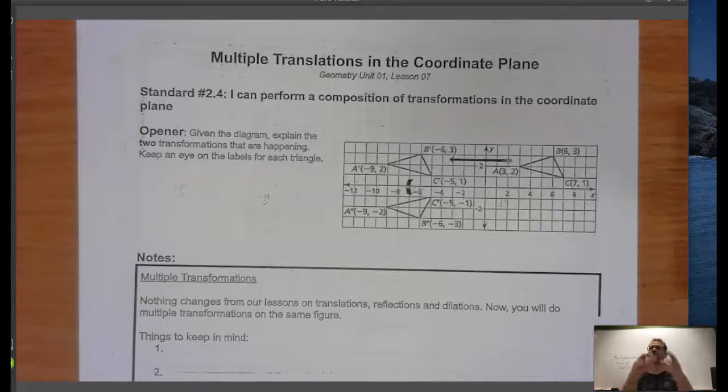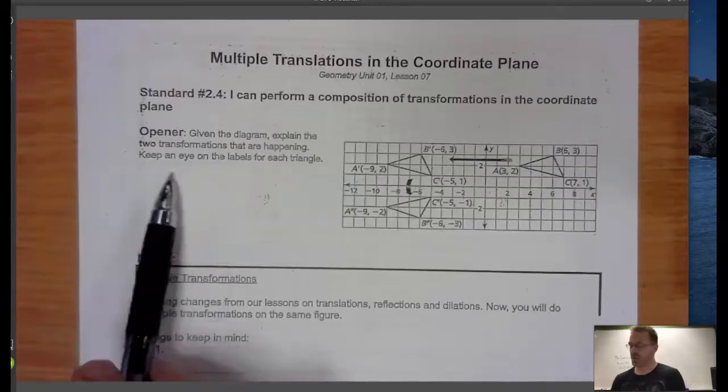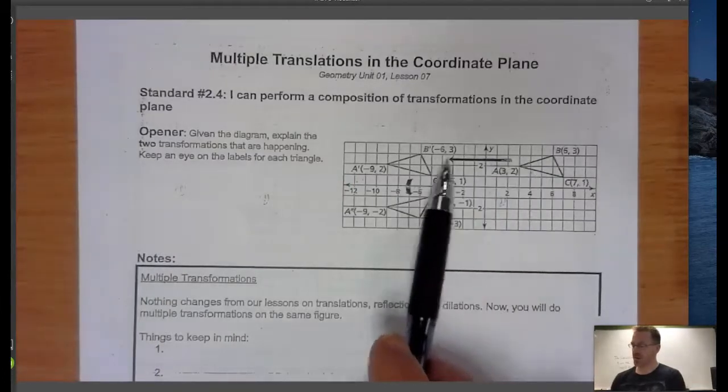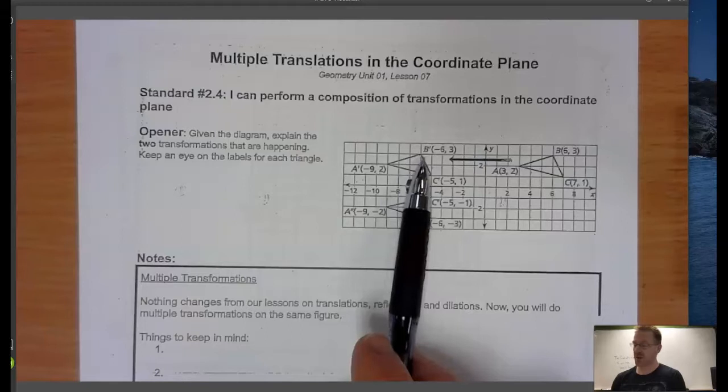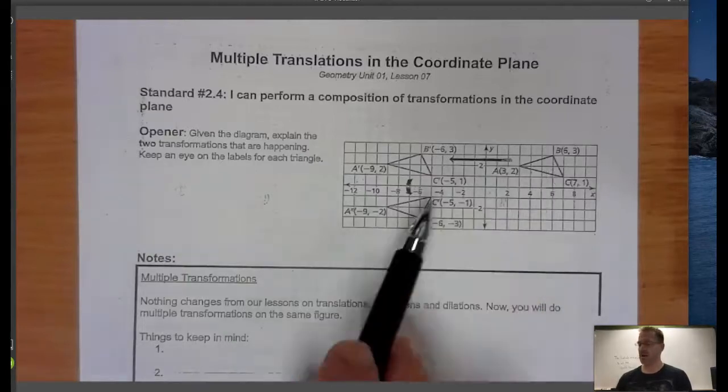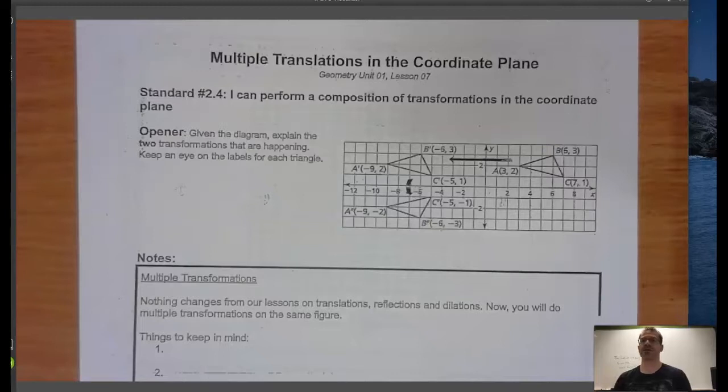But now, instead of just performing one of those, we're going to perform multiple transformations in the coordinate plane. So I want to give you a second to look at the opener here. Notice that we start with ABC. We perform a transformation to get A prime, B prime, C prime, and then we perform another transformation to get to A double prime, C double prime, and B double prime. So I'm going to give you a minute to write down what you think was performed here to get from ABC to our final image down there.